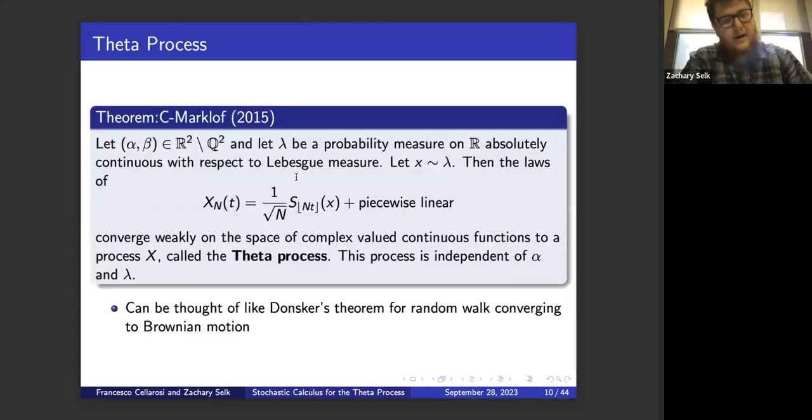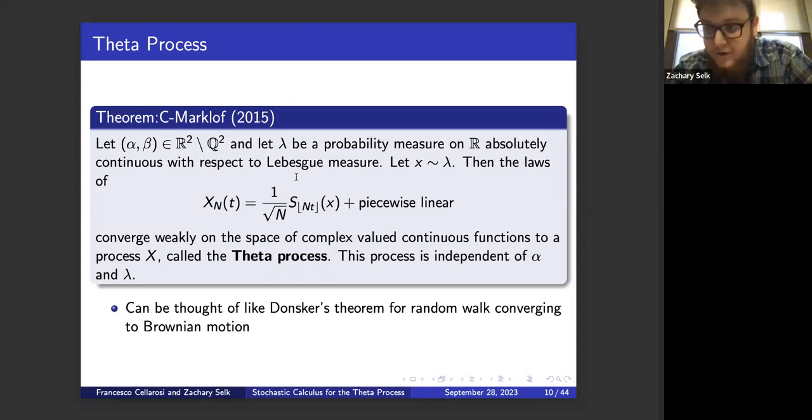And then it takes us to the theta process, which was constructed by Cellarosi and Marklof. So the point is, if you take 2 numbers alpha and beta that are not both rational, and any probability measure lambda on R that is absolutely continuous with respect to Lebesgue measure, and you draw the x variable according to that lambda, you can think of the theta sum, the Weyl sum, as a sort of random walk in the complex plane. And then you can connect it piecewise linearly. If you take the same scaling as you would for a random walk converging to a Brownian motion, you can show that this converges weakly on the space of continuous functions to some process. It's called the theta process.